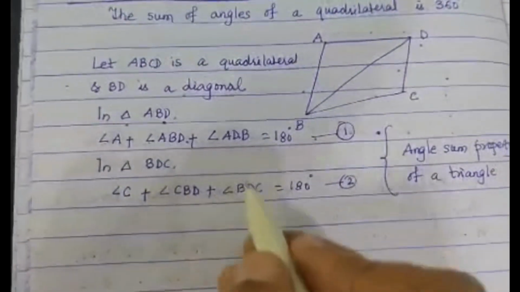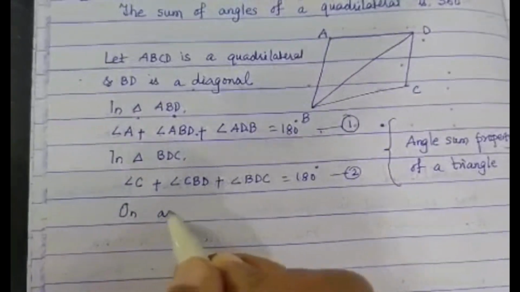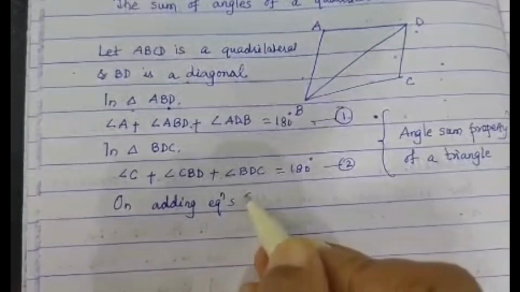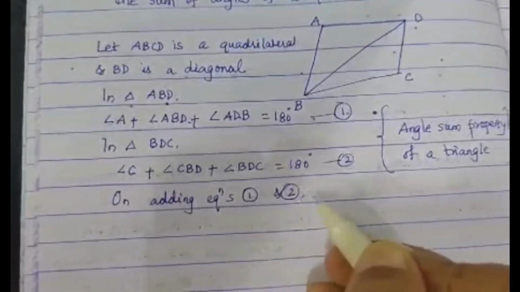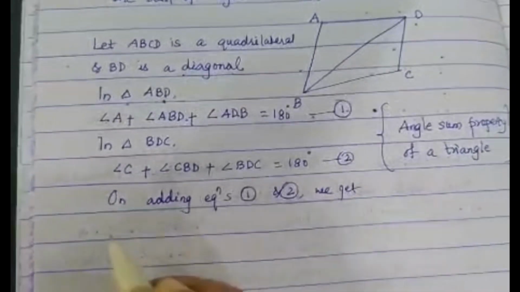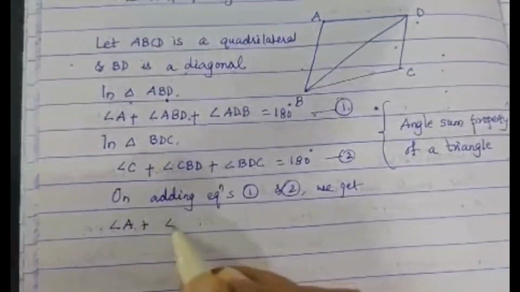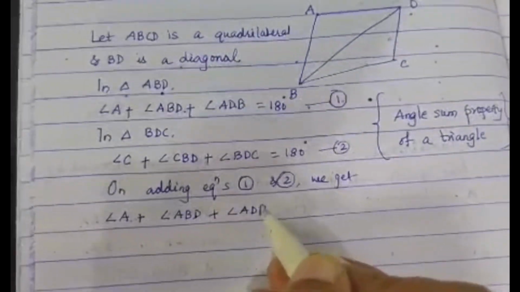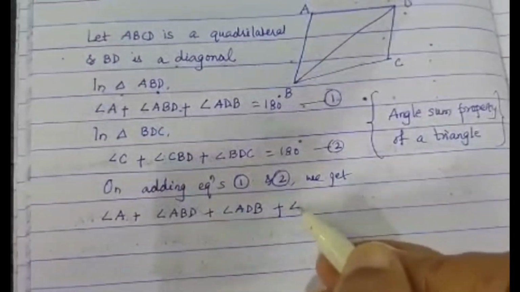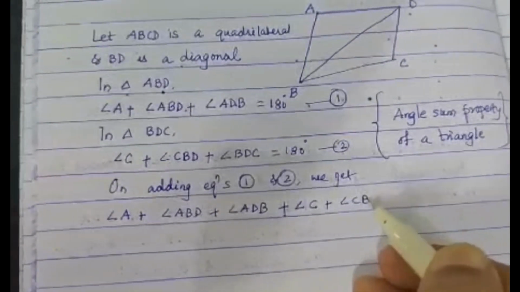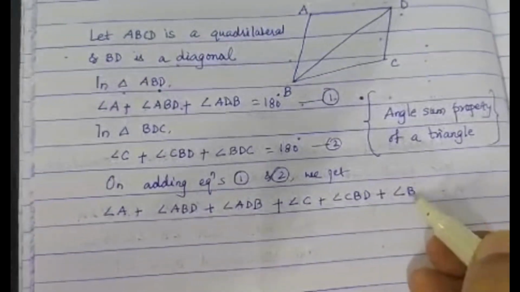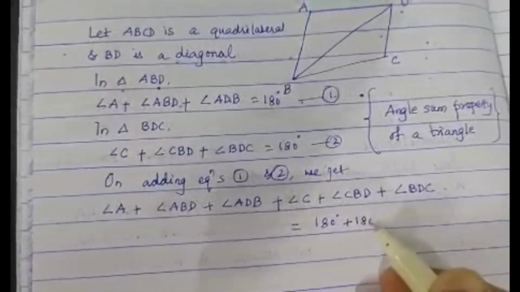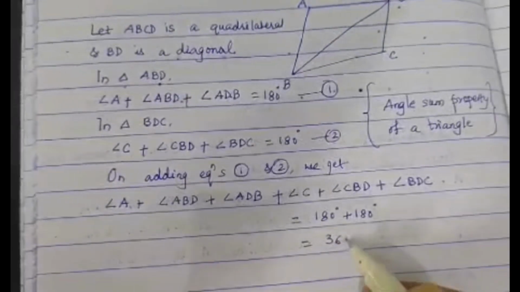Now when we join these two equations, on adding equations 1 and 2, what we get? On the left hand side, angle A plus angle ABD plus angle ADB plus angle C plus angle CBD plus angle BDC will be equal to 180 plus 180, that is equal to 360 degrees.